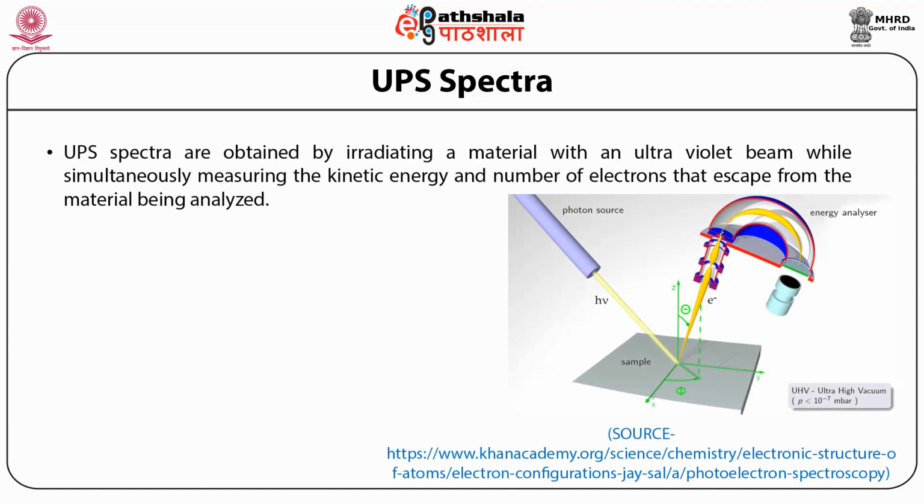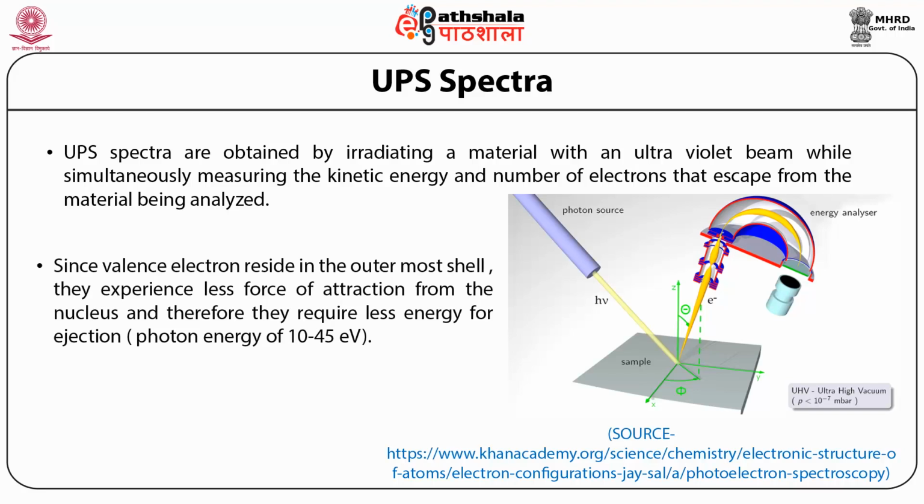UPS spectra are obtained by irradiating a material with an ultraviolet beam while simultaneously measuring the kinetic energy and number of electrons that escape from the material being analyzed. Since valence electrons reside in the outermost shell, they experience less force of attraction from the nucleus and therefore they require less energy for ejection. For reference, the photon energy is 10 to 45 electron volts.